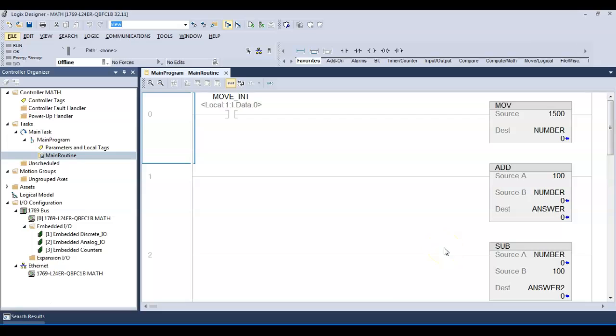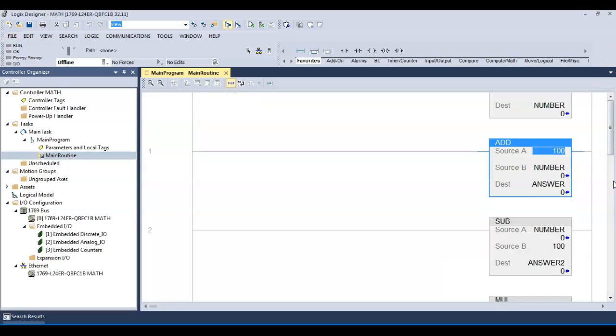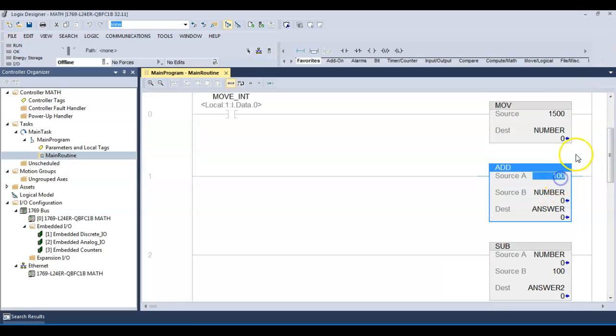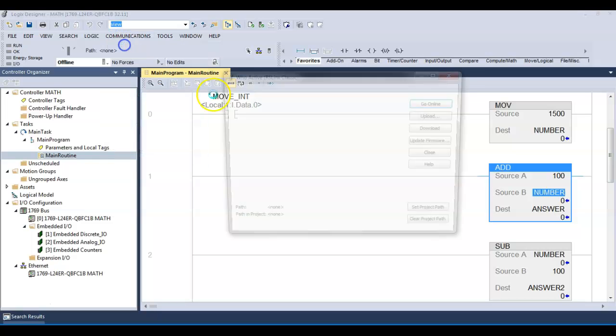So we're using a move, and then we're moving into. Here we're using immediate, and of course here we're using a tag, right? So right now we've got 1500 in here, so we'll go ahead and download it if it lets me.